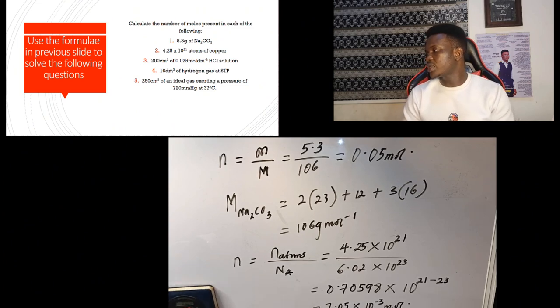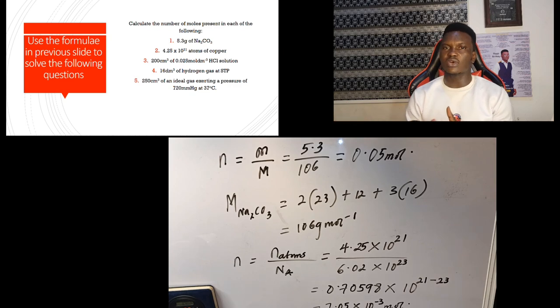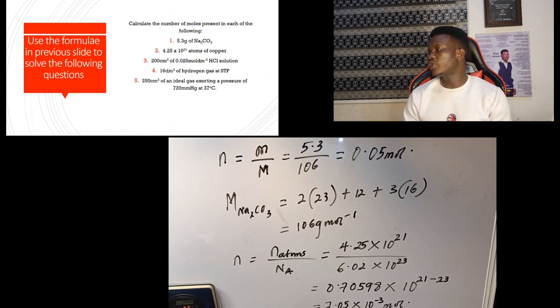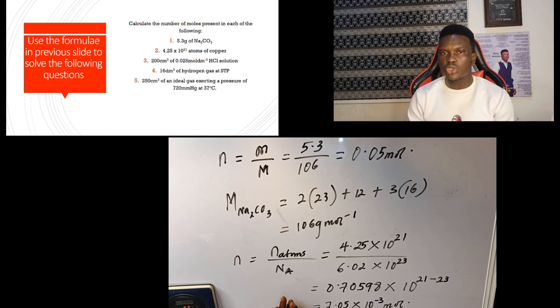So how do we solve question 3? Which formula? 200 cm cube of 0.025 mole per dm cube. These questions are gotten from LAMLAD, so you can get the LAMLAD textbook to practice a whole lot of questions. And if there's any one you can't solve, you should let me know. I will help you solve them. So number 3, 200 cm cube of 0.025 mole per dm cube HCl solution.